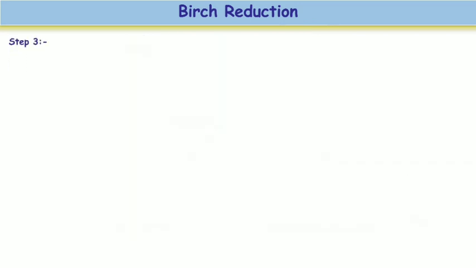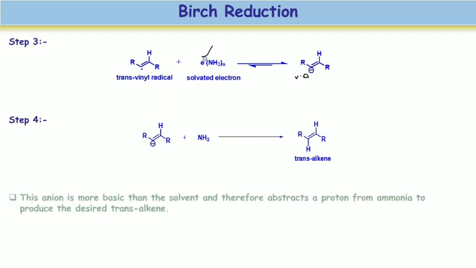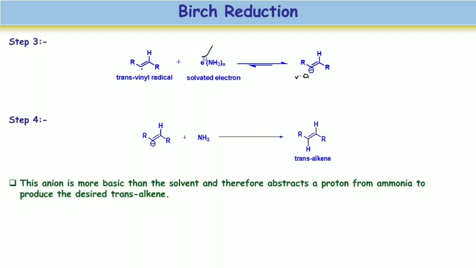Now in the third step we have trans vinyl radical, because its population is very high compared to cis vinyl radical. So trans vinyl radical will accept a further electron to generate vinyl anion, and now we have vinyl anion and ammonia in the next step, where the basicity of vinyl anion is much more compared to ammonia. So vinyl anion is acting as a base here and ammonia is acting as an acid here.